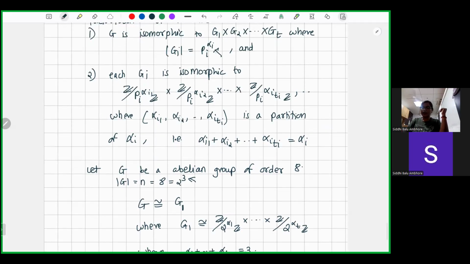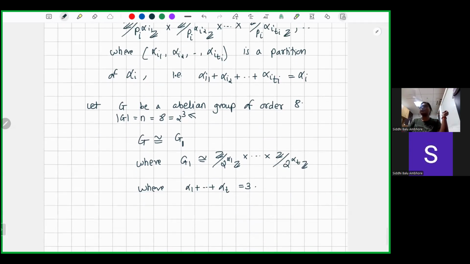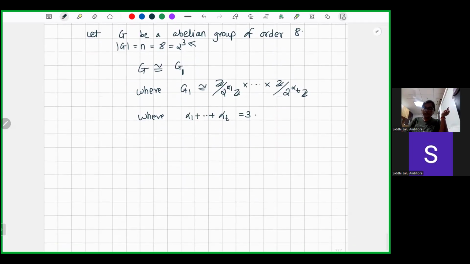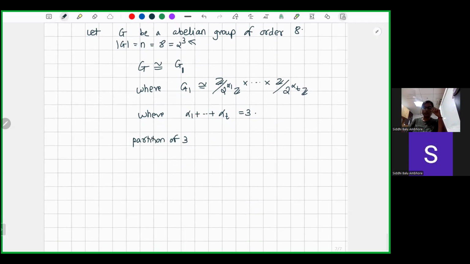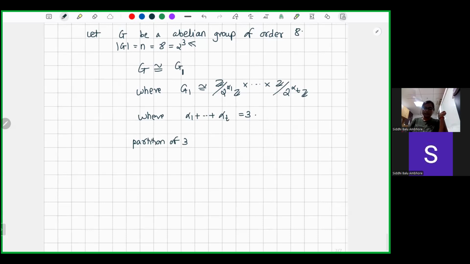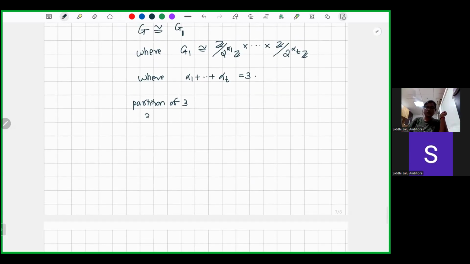Here I had the exponent alpha i, which was the power of p i. So what is a partition of 3? The possible partitions are: first 3, then 2 plus 1, then 1 plus 1 plus 1.